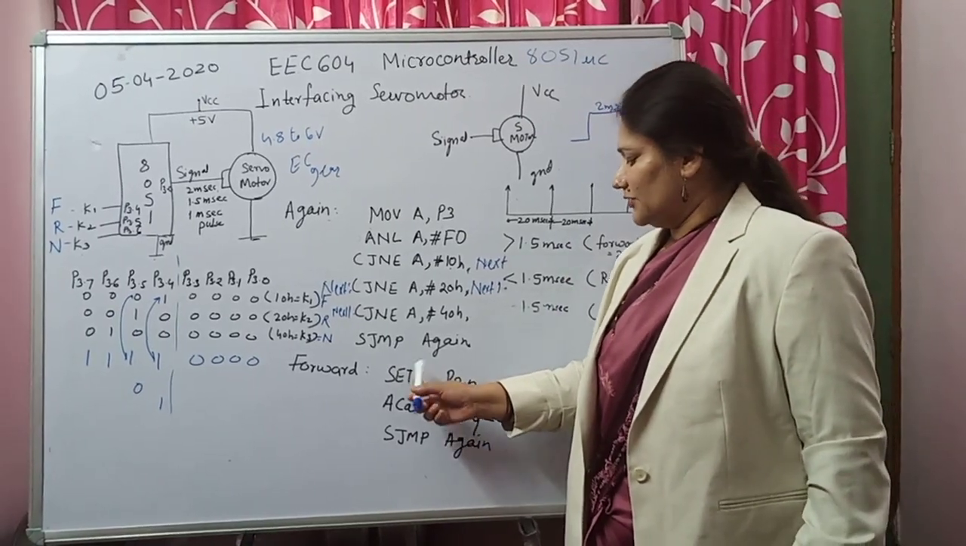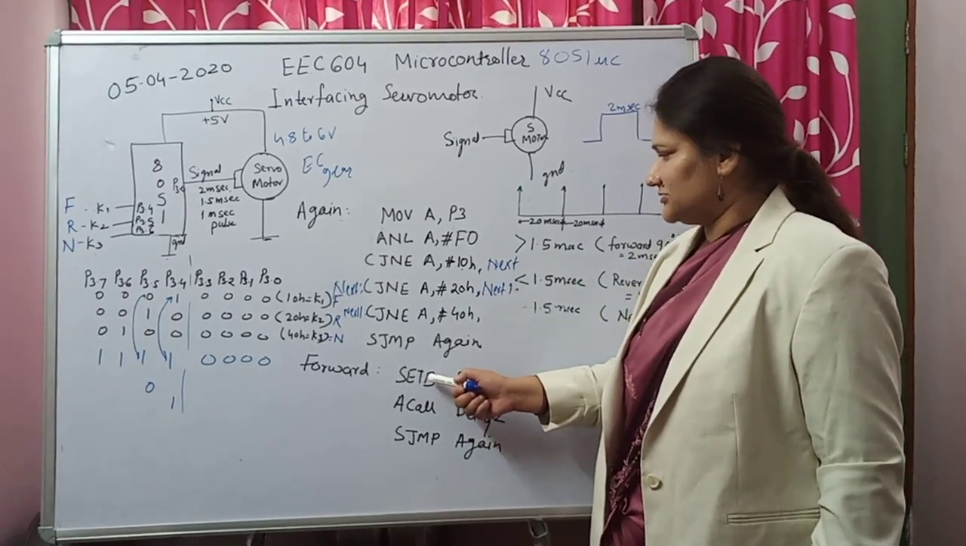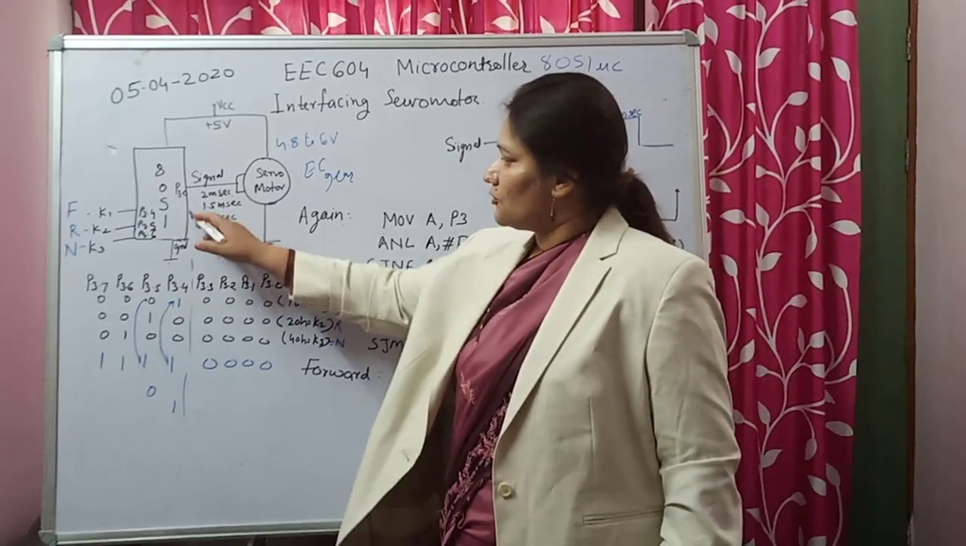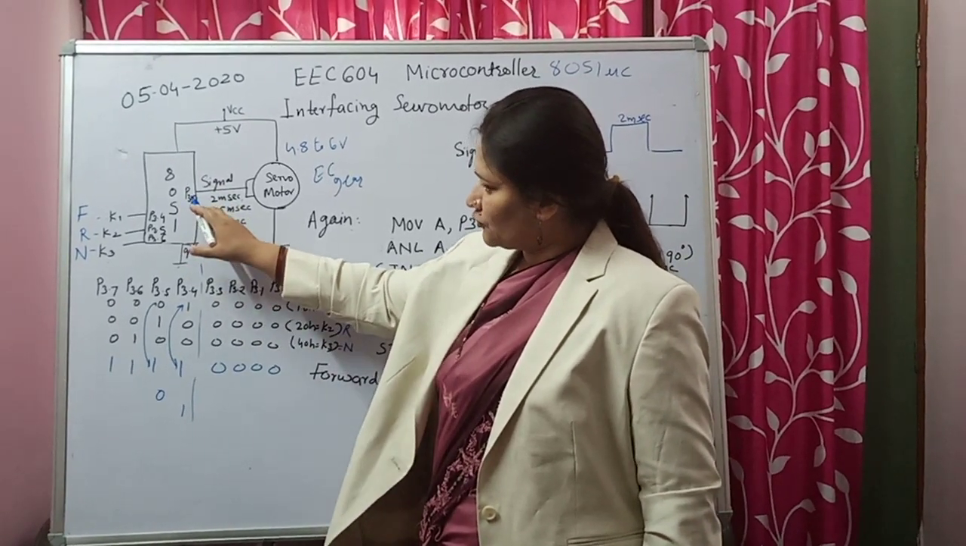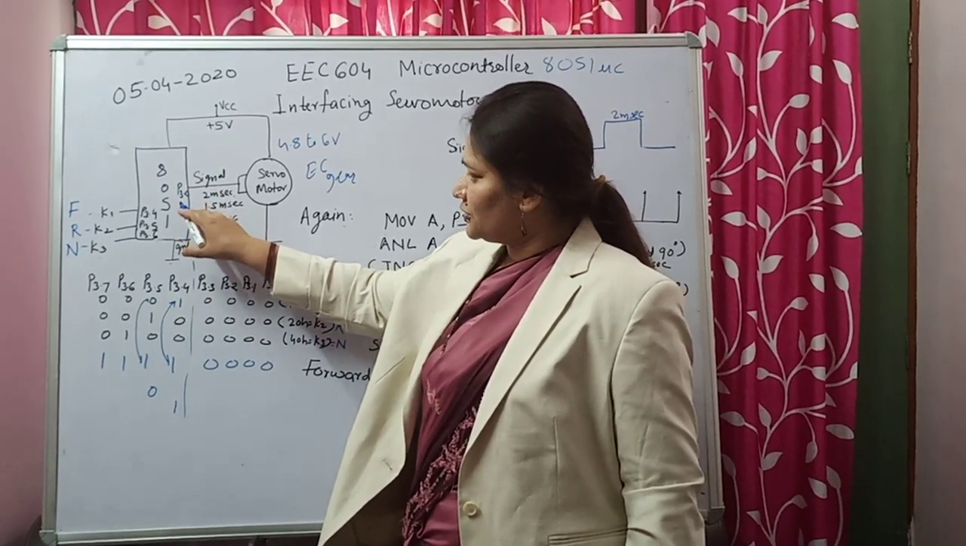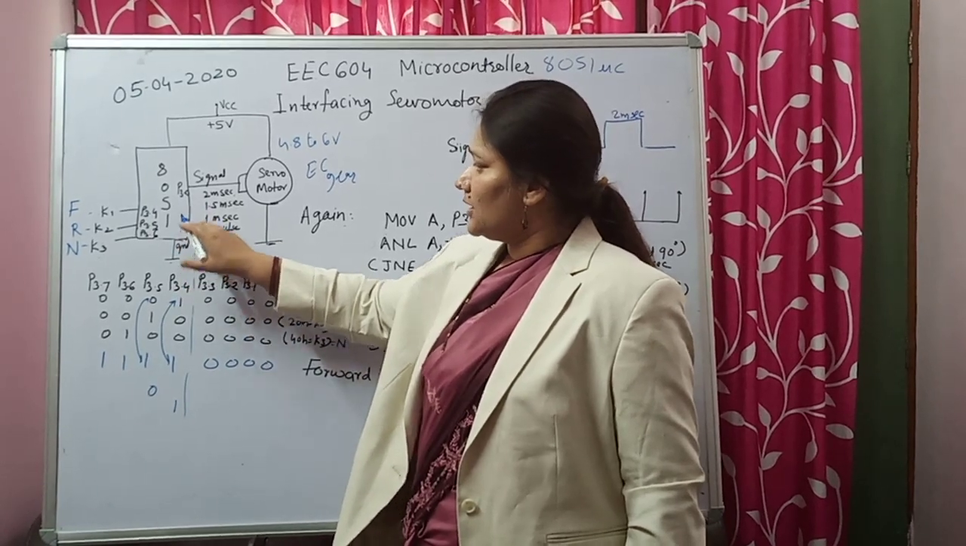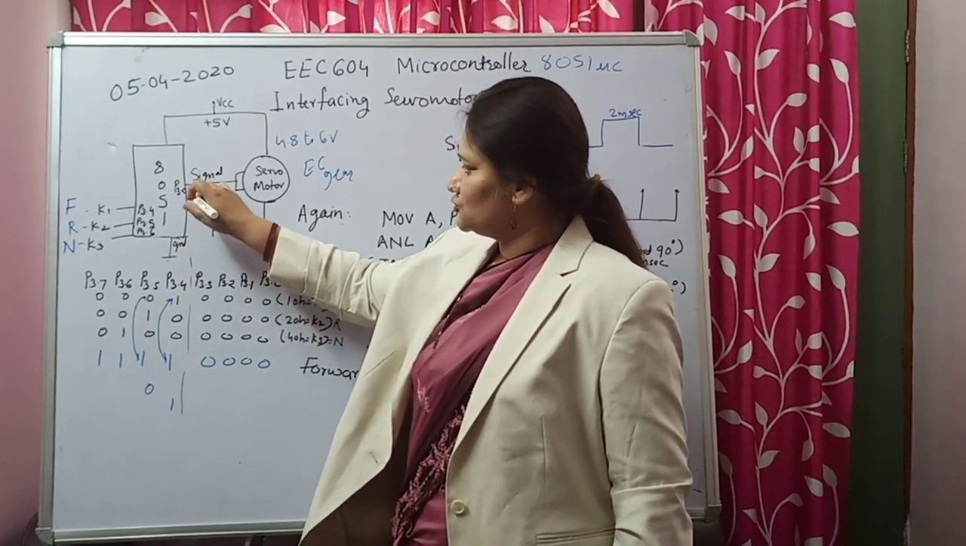So what we'll do, we will make efficient use of the SETB instruction, because here we are not using any other port pins of port 3. We are not using port 3.1, 3.2, 3.3, and only port 3.0 is used for the signal.